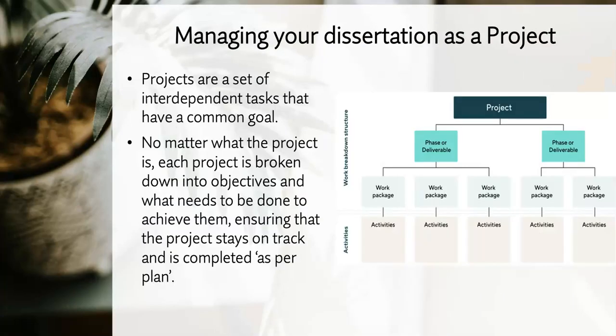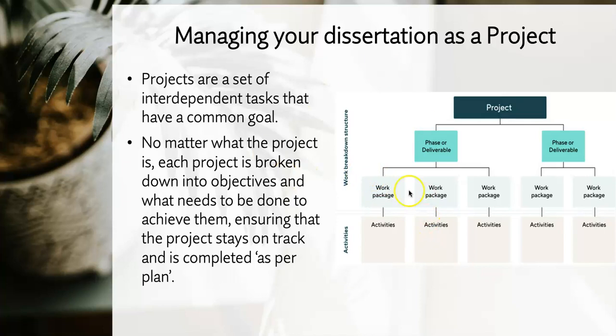So looking at it in a closer format, since we said projects are a set of interdependent tasks that have a common goal, you find that if this is your dissertation project, you're going to have one phase or two phases, or as the case may be, say 5 phases with different work packages or the things you are going to be working on. And for each of the work packages, you will then have activities that you need to complete. So if you complete this activity, then you will achieve this work package, which will then help you achieve this deliverable.